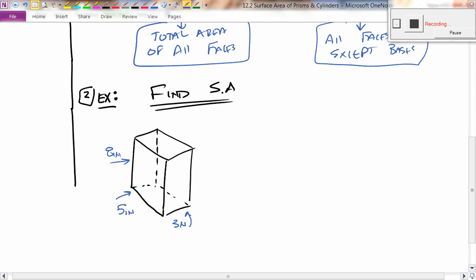let's start with the bases. How many bases are there? There's 2 bases, right? So I'm going to have 2 bases. And what is the area of each base? It is 3 by 5, right? So that's going to be 2 times 3 by 5.